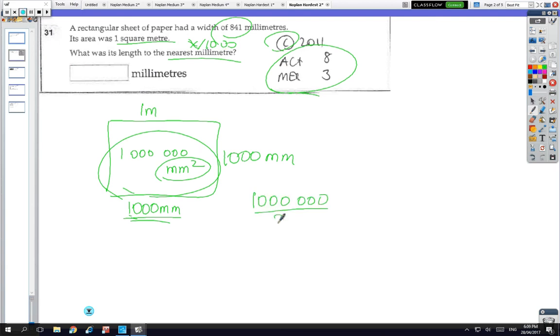we just divide 1,000,000 by 841, and that will give us the other side. So 1,000,000 divided by 841, and so the answer to the nearest millimeter is 1,189 millimeters. Okay, so that's a good one there. Just make a diagram with 1,000 by 1,000, and then we just divide.